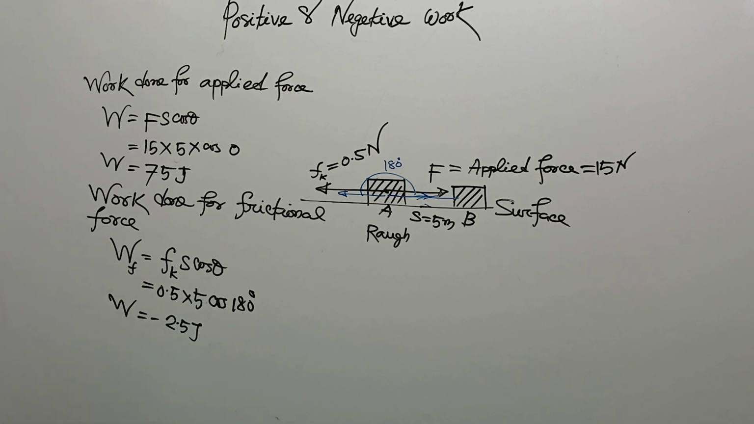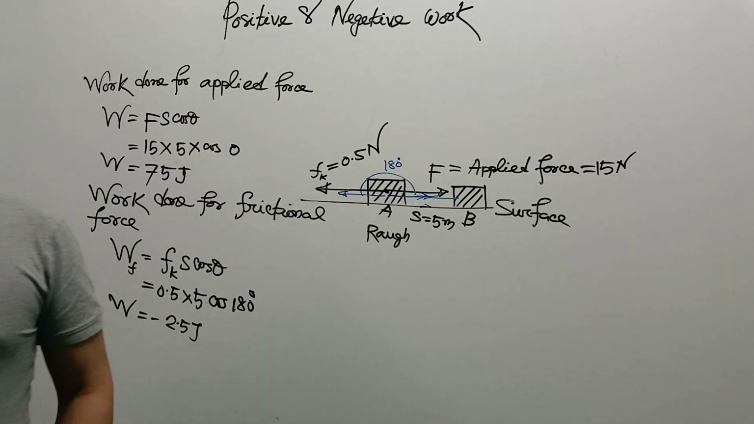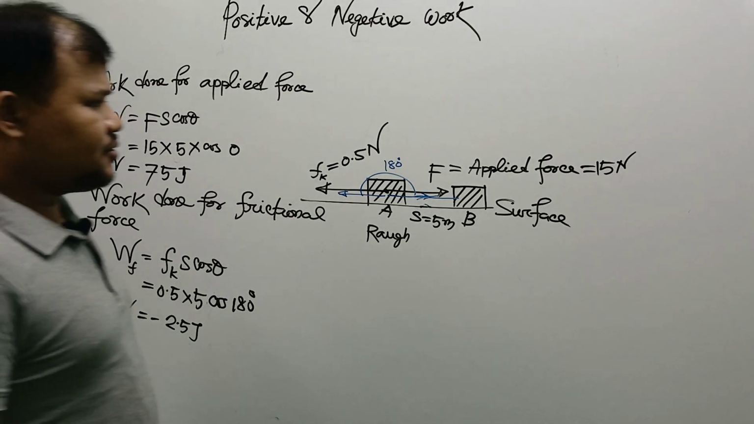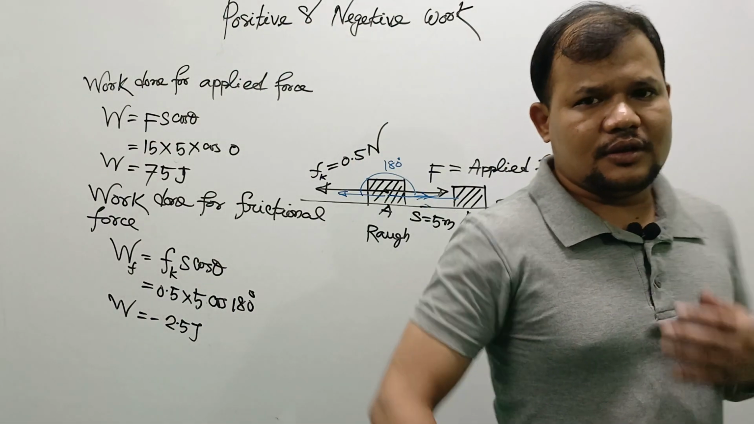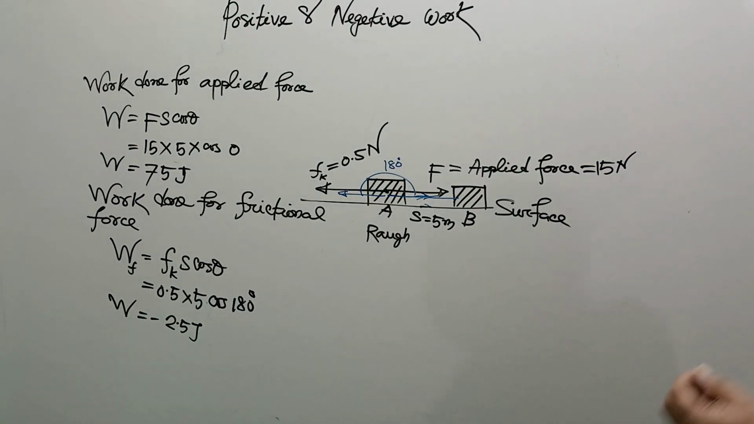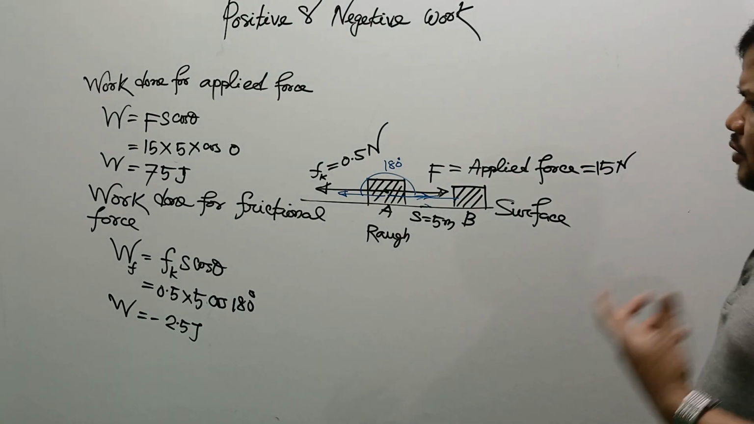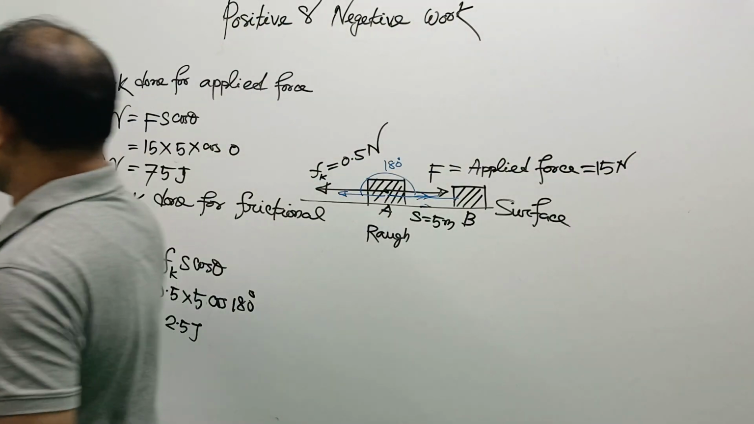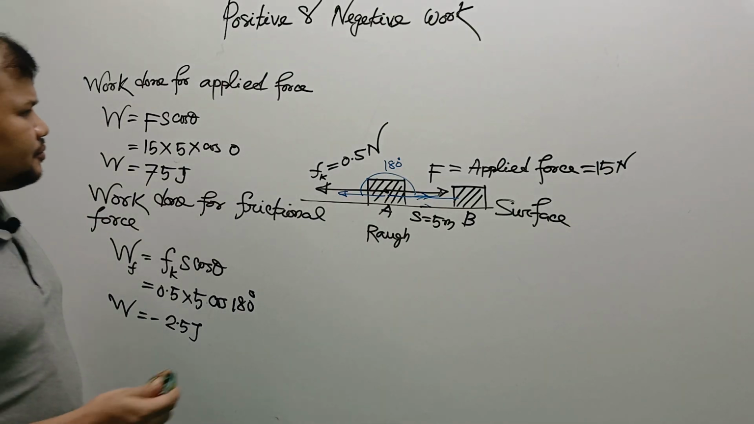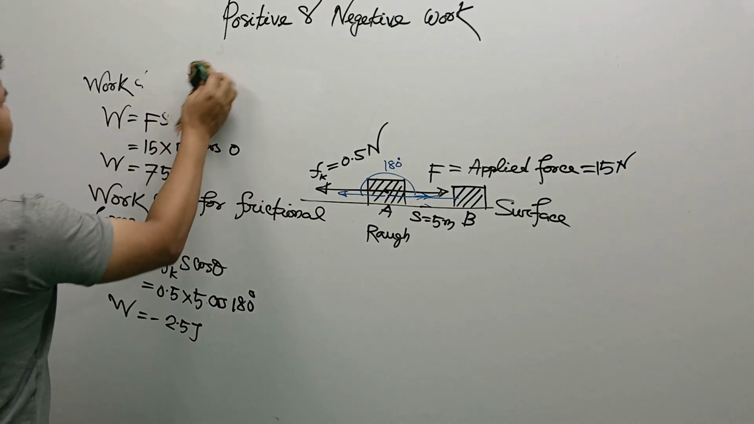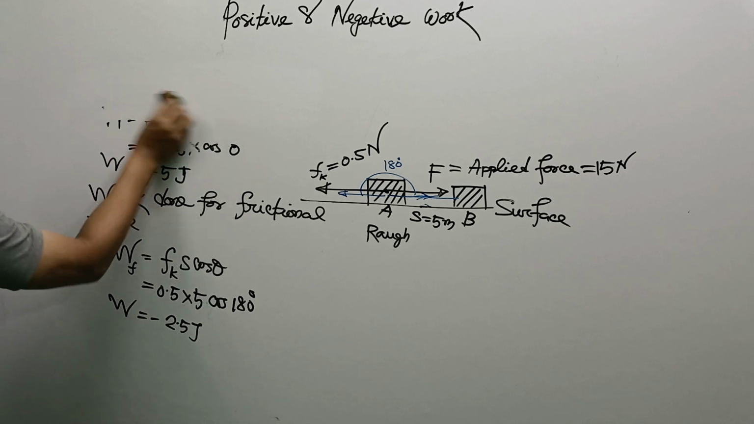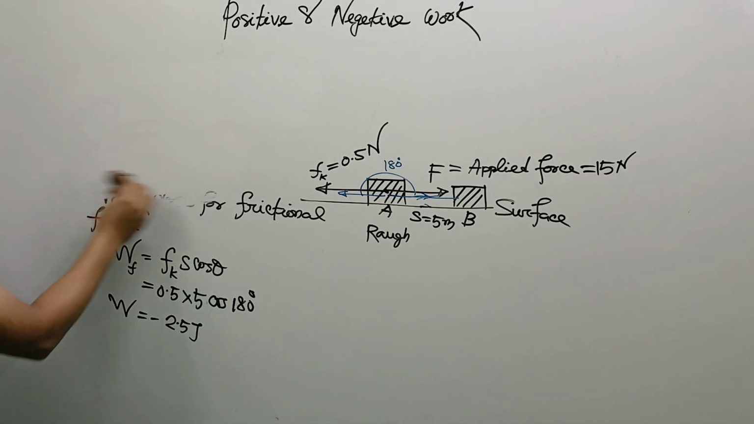My dear students, I think all of you clearly understand what is happening here. Now I am trying to give you another example for positive and negative work. Now we take another example for positive and negative work.